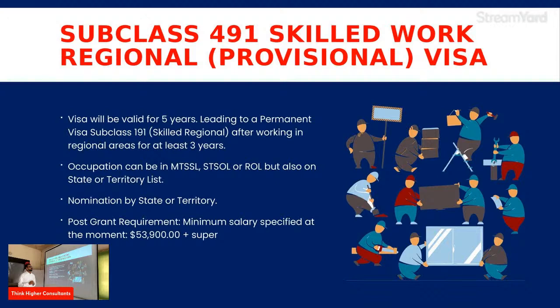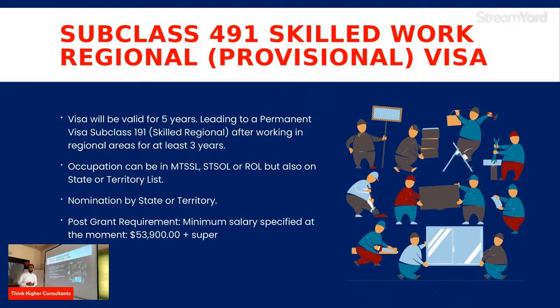Again, a 5-year visa, but a provisional one. It's a conditional PR where you need to work and live in the regional area for the next 3 years. As soon as you get a 491, you're in Australia, you have to live and work in a regional area for 3 years. Your occupation must be in the MLTSL list, STO list, ROL list, and also the state and territory list. These are all lists you can check out. There is an easier way: go to the eligible occupation list on the department website, put in your occupation, and they will let you know which subclasses you can apply for. That's the easiest and quickest way to do it.